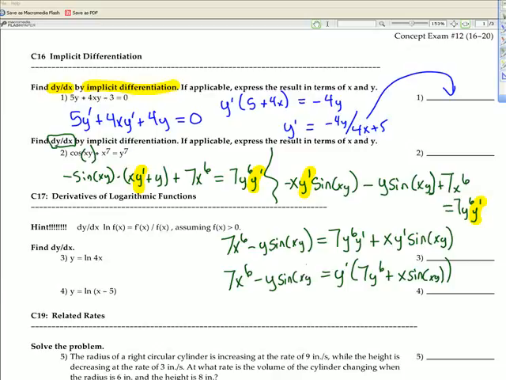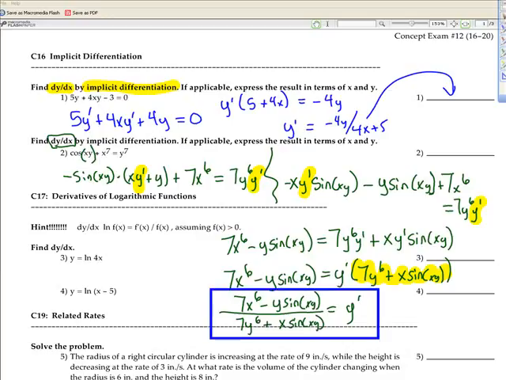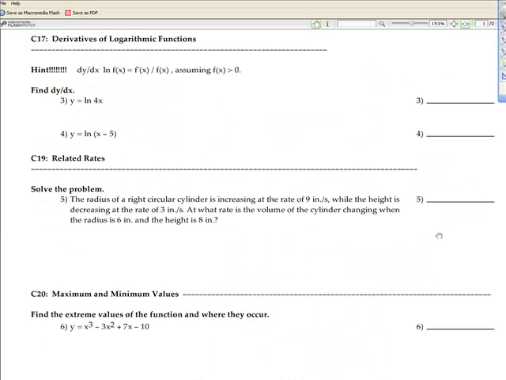And now it's just a matter of dividing both sides by this expression that's multiplied by my y prime so I can isolate my y prime. So y prime is going to end up equaling this binomial, 7x to the 6th minus y sine xy, all divided by 7y to the 6th plus x sine xy. That is the final answer for number 2. Any questions there? Okay, number 3 and 4, we're finding derivatives again, this time with logs.